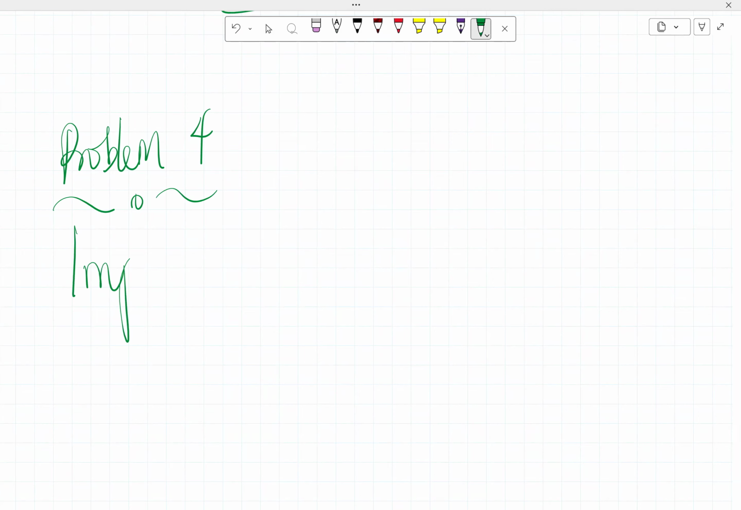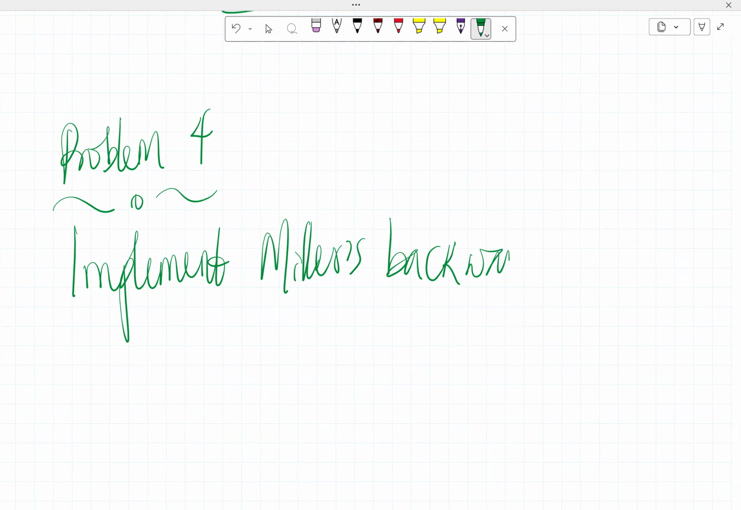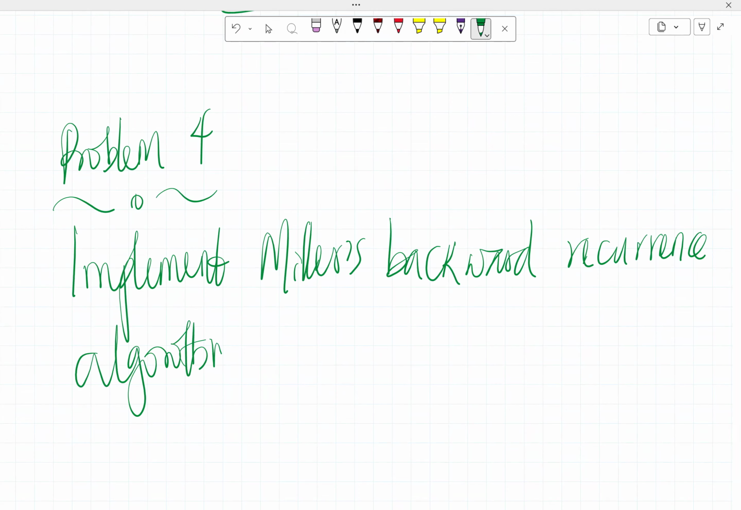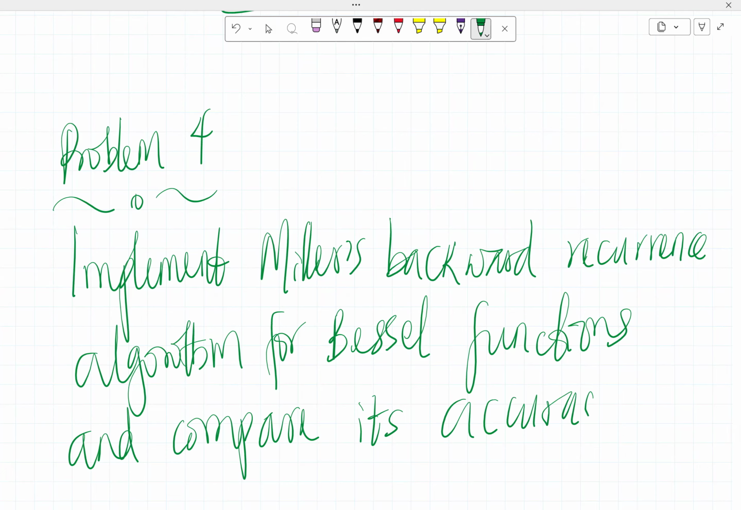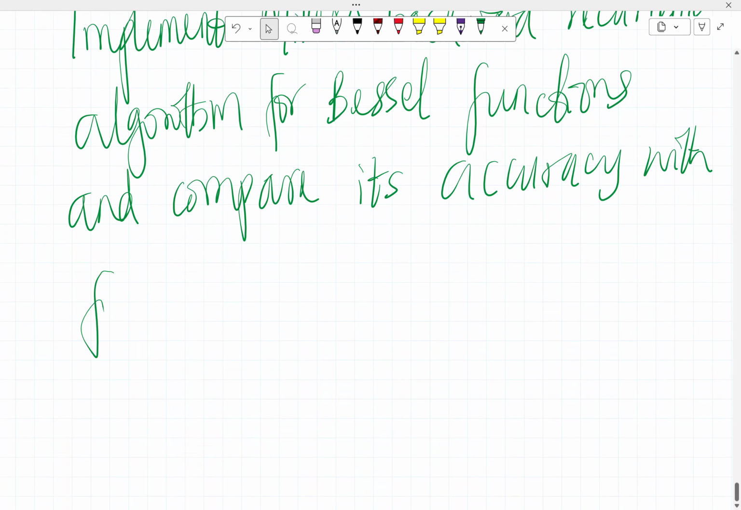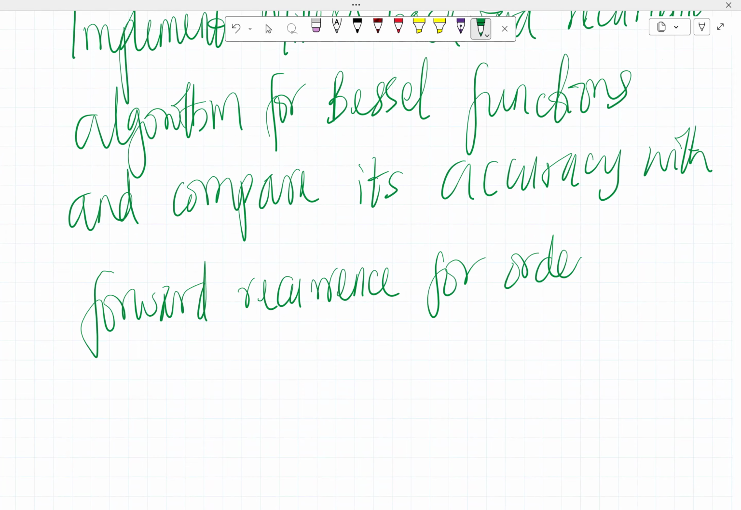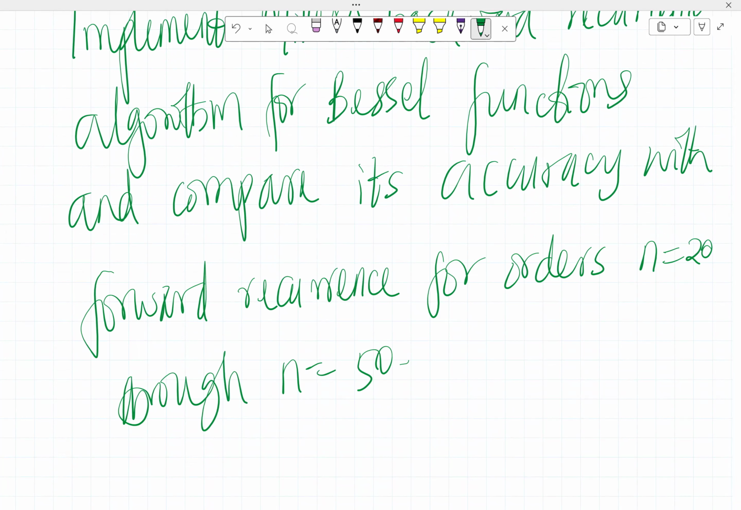Problem 4 says to implement Miller's backward recurrence algorithm for Bessel functions, and compare its accuracy with forward recurrence for orders n equals 20 through n equals 50.